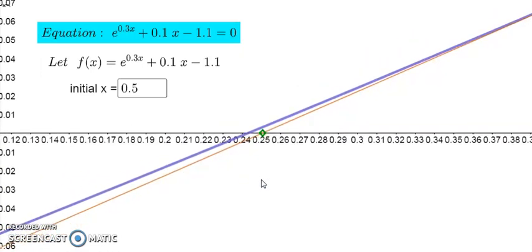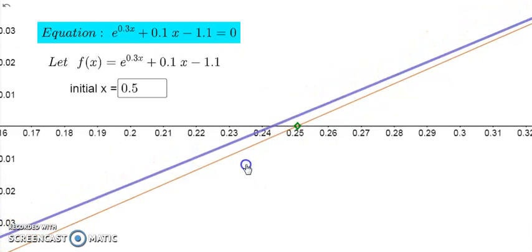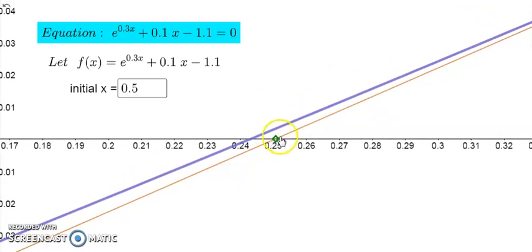As we zoom in, we see that the x-intercept of the tangent, which is the red line here, is not the same as the x-intercept of the blue curve. So at this moment, this is still not a good approximation. We need to perform our calculation further, and based on this software, I suppose I'm able to find the x-intercept of this tangent line.